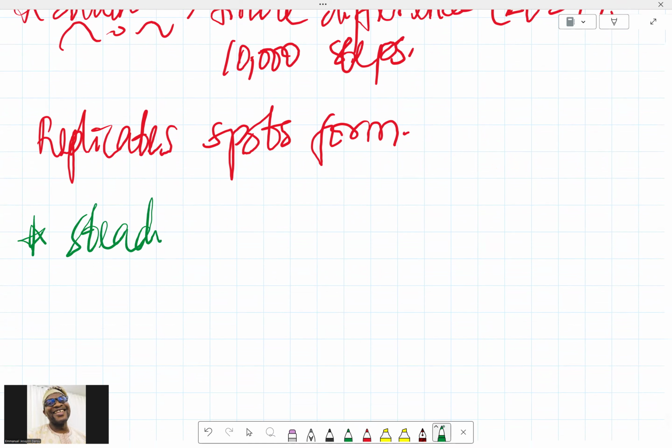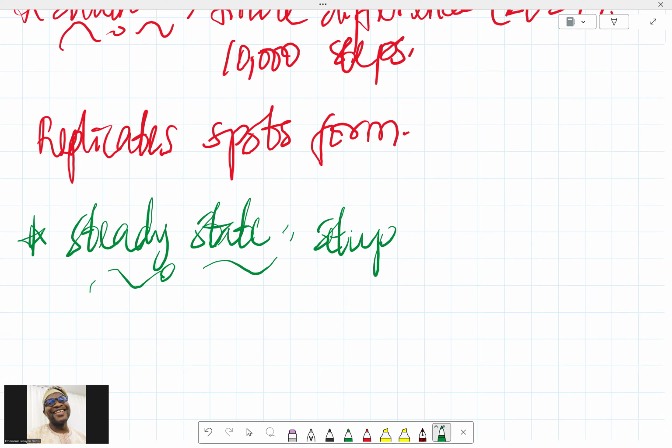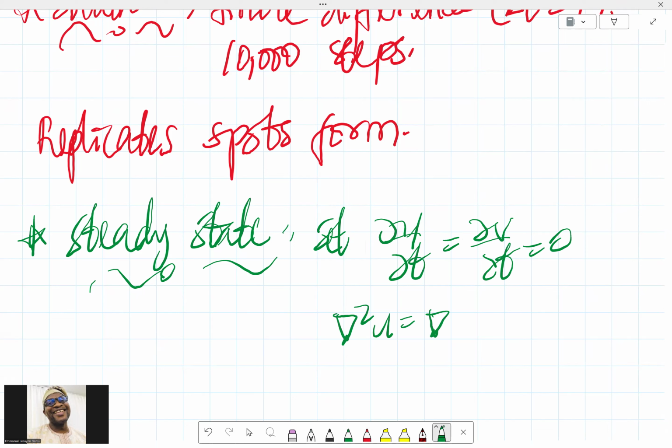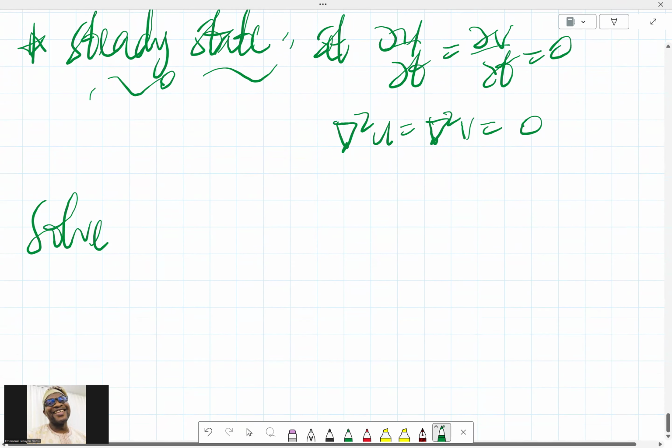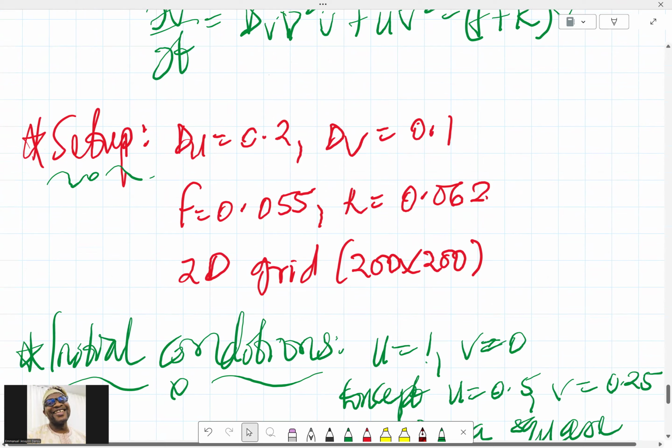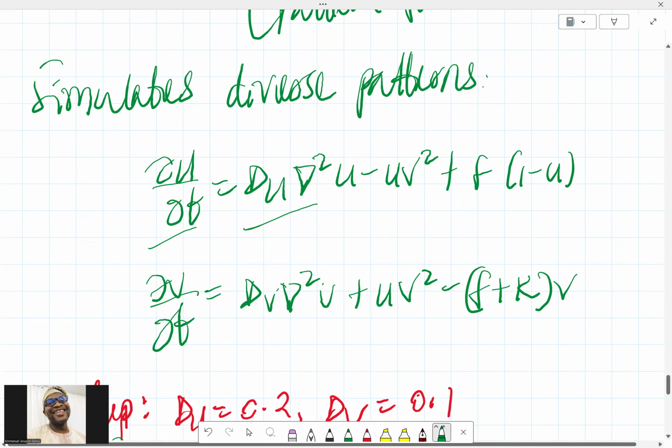So let's look at the steady state. Of course, anything that involves a derivative goes to 0 for steady state. So set partial u partial t equals partial v partial t equals 0, and grad squared u equals grad squared v, and that is equal to 0. And then you can solve minus uv squared. Of course, everything involving derivatives has gone to 0. So this will go, this will go. I will just have this and this now because all this will also go.